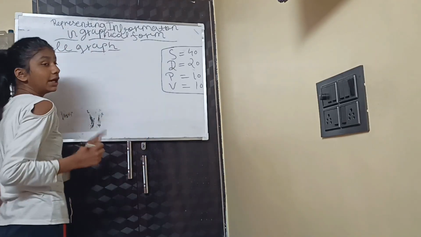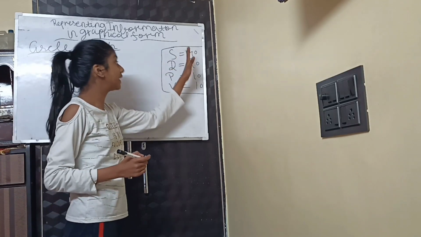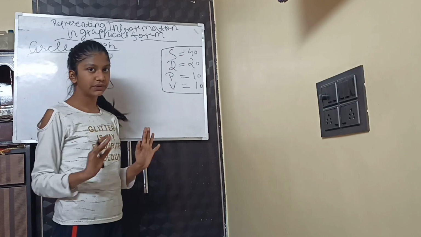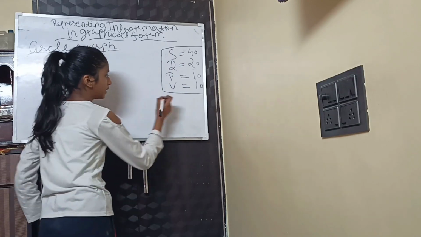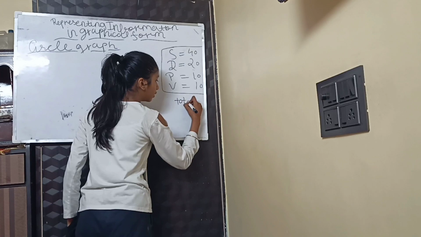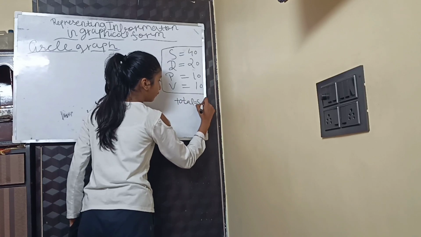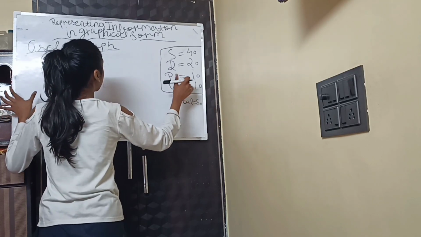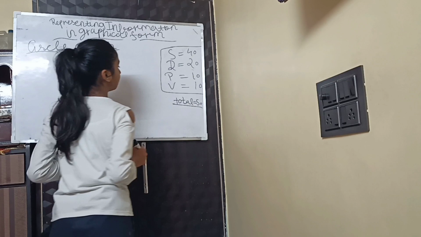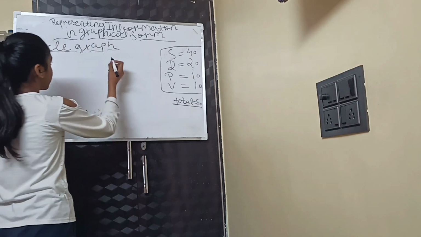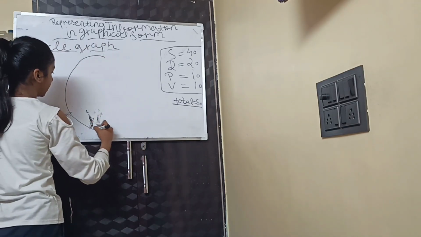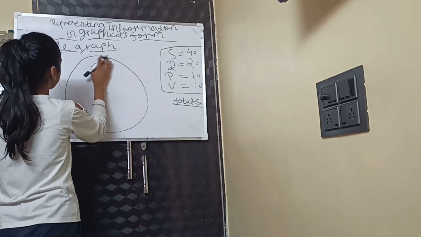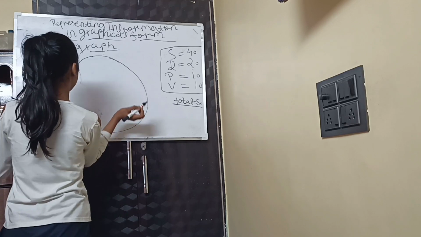Let's see how. The first step is to calculate the total. It was 50 in the question only. So first step is to write the total. Total is equal to 50. Now we will make a circle. You can make a big circle. It's not neater, I'll write it.